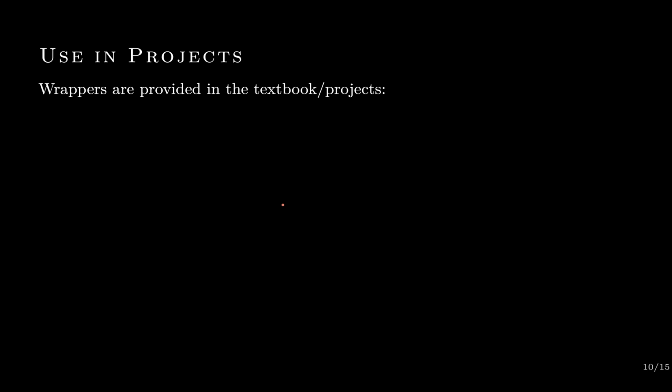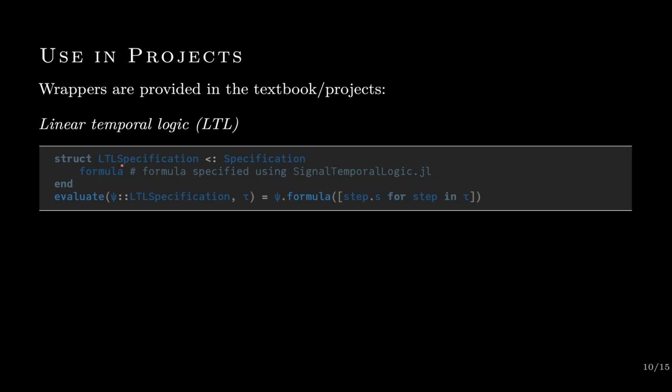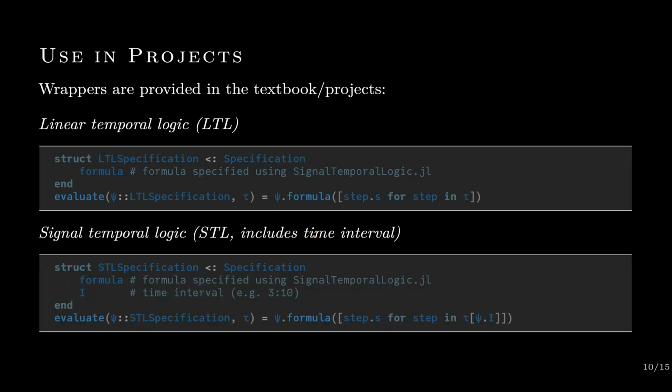We also provide wrappers around that, the evaluate-formula function, in the textbook. So we have an LTL specification, which just specifies a formula. And to evaluate it, we pull out the states within some trajectory that you see throughout the textbook, and we evaluate that formula as we did before. For signal temporal logic, which includes a time interval I, we do the same thing where we wrap that and we just do this for some time interval I.